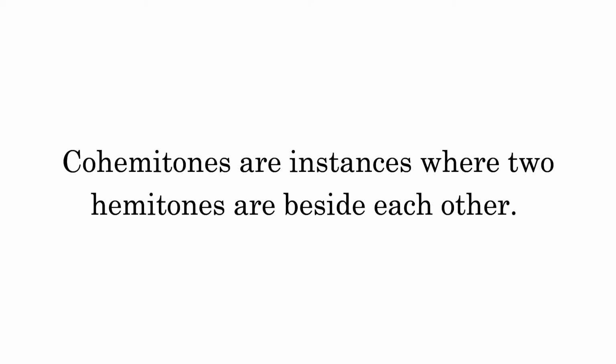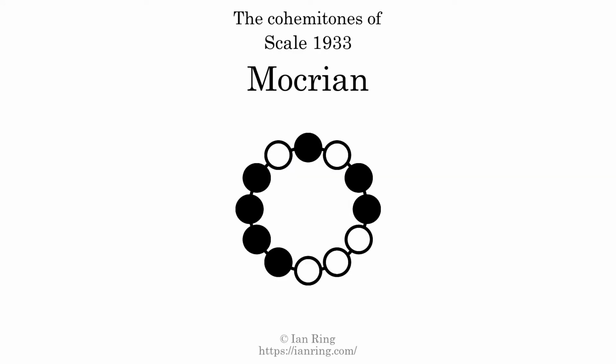Cohemitones are instances where 2 hemitones are beside each other. This scale has 2 cohemitones. They are at positions here and here.